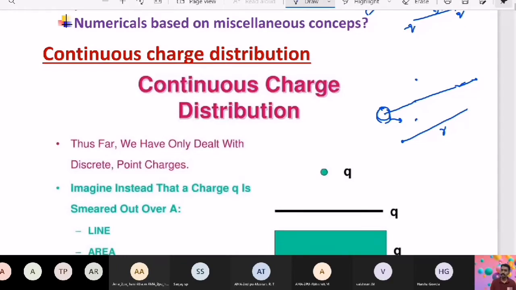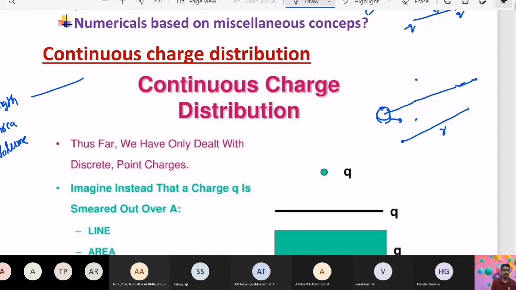If at any distance another charge is there, what is the electrostatic force experienced by that charge? That we calculated using Coulomb's law. But everywhere we said all the charges are point charges. Now suppose there is one body with continuous charge, meaning the charge is distributed over a particular region, maybe in terms of length, in terms of area, or in terms of volume. These are the three things we can calculate.